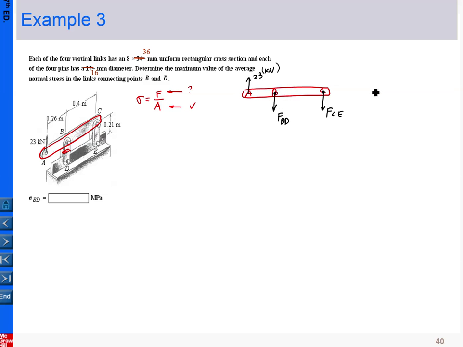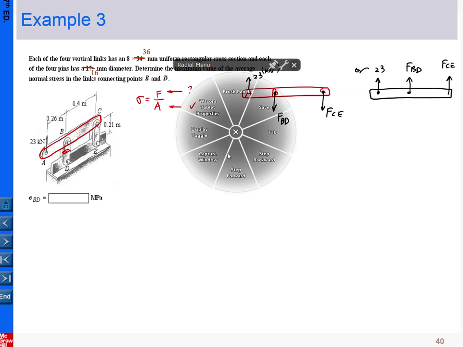So your free body diagram could be like this. That is the given loading, 23. And if you like, you can also assume the FBD is in this direction, or FCE is in this way. Either case will be fine, but keep your calculation consistent throughout the remaining process. So we pick this one.